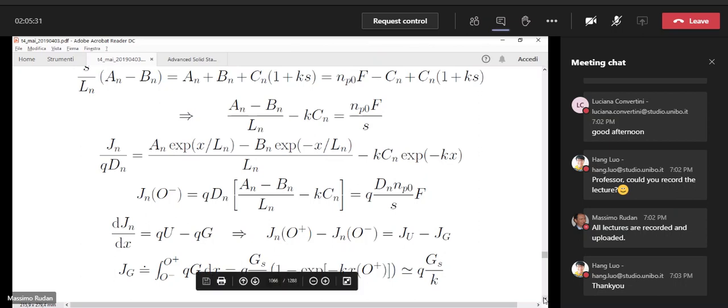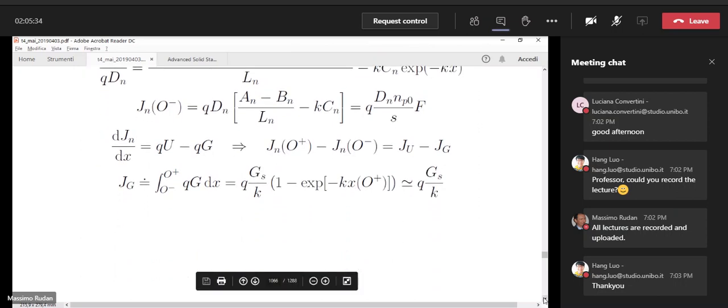Now we go to the other side. We do it in the usual way. What we do is we take the continuity equation for the electrons and we integrate it over the space charge region, so that we have Jn of 0 plus minus Jn of 0 minus is equal to the integral of qU. This is, as you remember well, nothing else than the recombination current. Okay, so Ju is something that we know already.